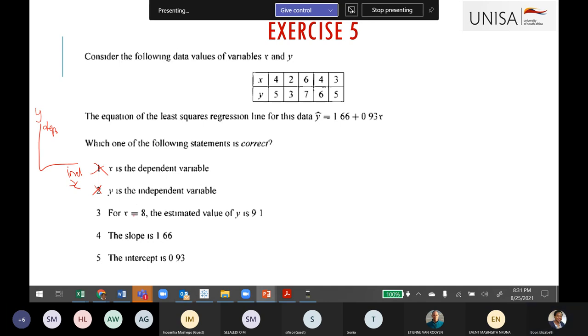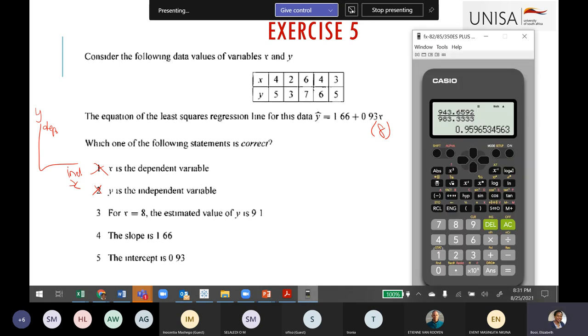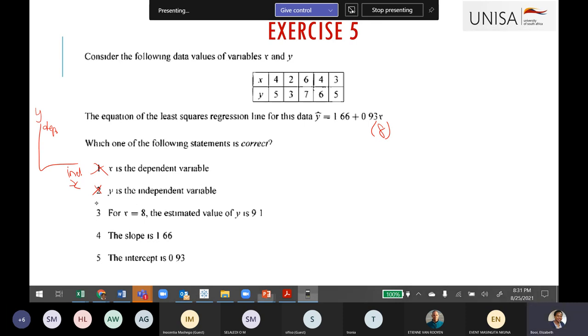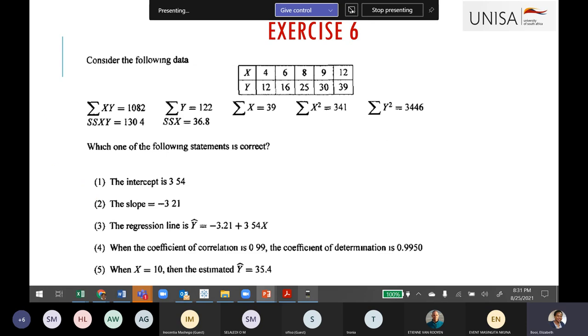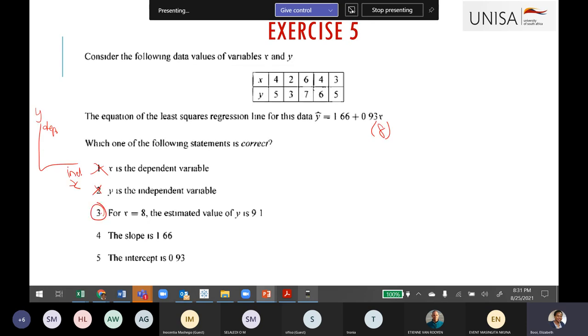Number three, when x is 8, so you just come here and substitute the value of 8. Is that correct? So you just go to your calculator and calculate 1.66 plus 0.93 into bracket 8, close bracket. Is that correct? That is correct, and that is what we're looking for, the correct one.